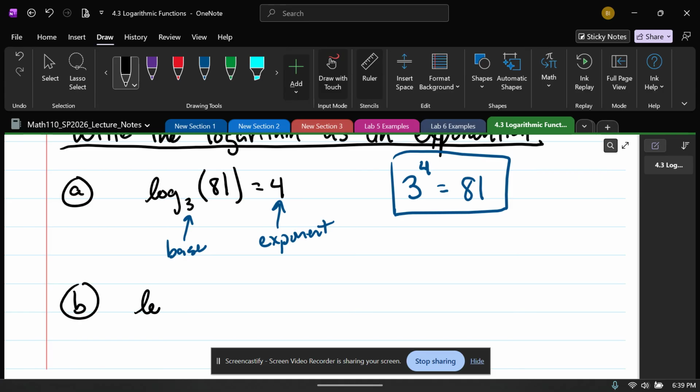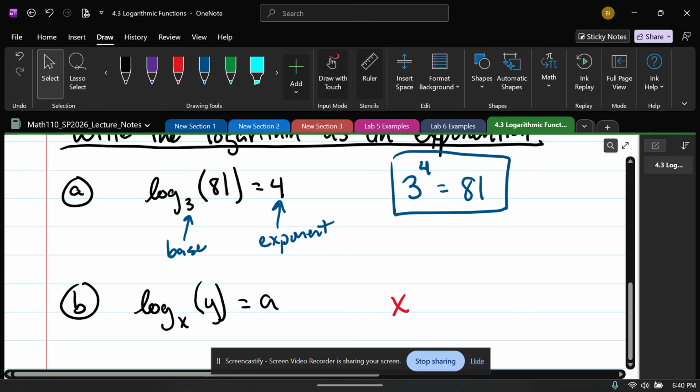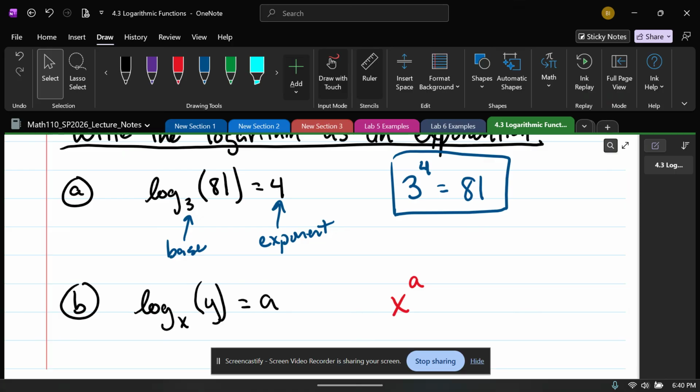Here we have log base x of y equals a. So we're rewriting that, even though it's all letters, as an exponential. What is the base of the exponential? X. What is the exponent of the exponential? A. A logarithm is always equal to the exponent. So anytime you've got the equal sign in a logarithm, whatever's on the other side of the equals, that's the exponent. And then the only other place for y to go is on the other side of the equal sign.